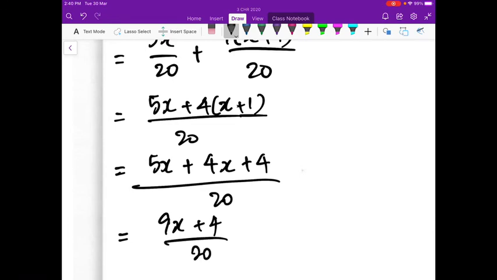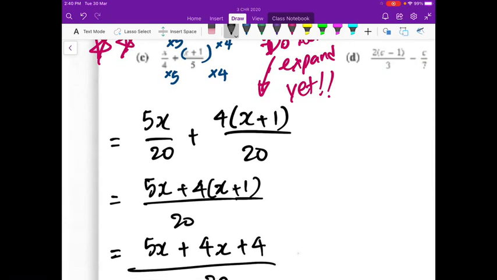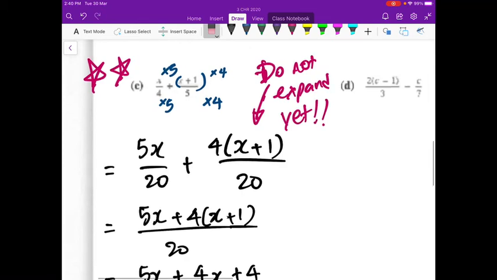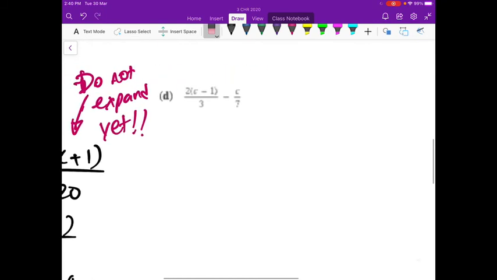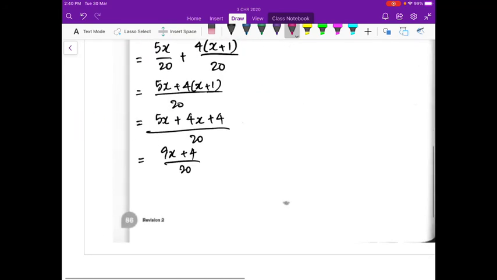Why don't I expand here? Because if this is a minus sign, then a lot of careless mistakes will be made. If it's not, then can, but I don't want to confuse you all. Next one. Still can simplify? Cannot already. 9x plus 4 over 20 cannot simplify.